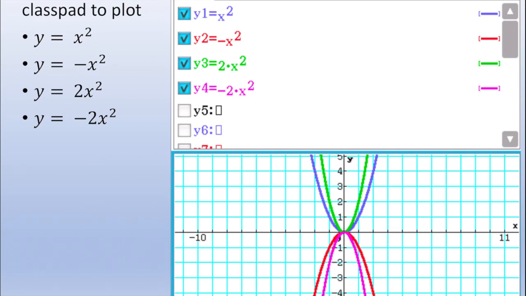What can you observe? What does the negative in front of the x squared, or in front of the negative 2x squared, do to the graph? You can see that one is a reflection of the other. So minus x squared is actually a reflection of x squared. The blue line is y equals x squared, and the orange line is y equals minus x squared. So one is the reflection of the other, and same with 2x squared and minus 2x squared. One is the reflection of the other along the x-axis.